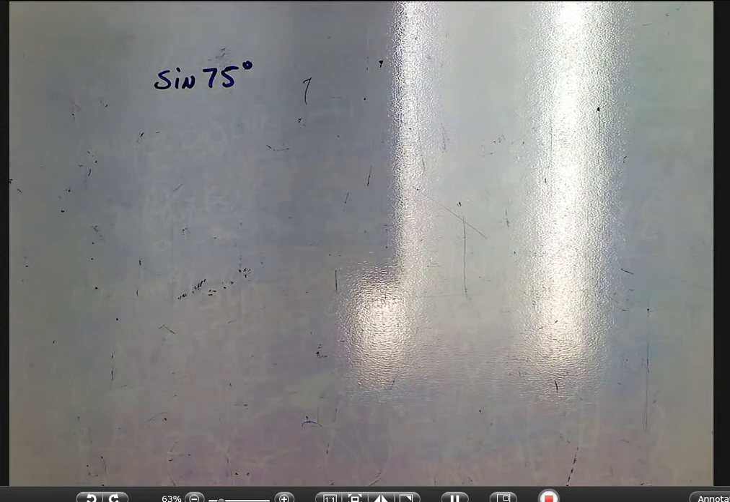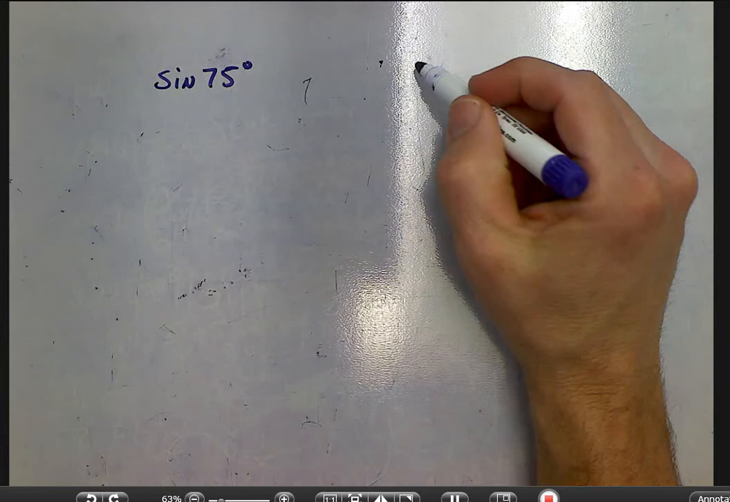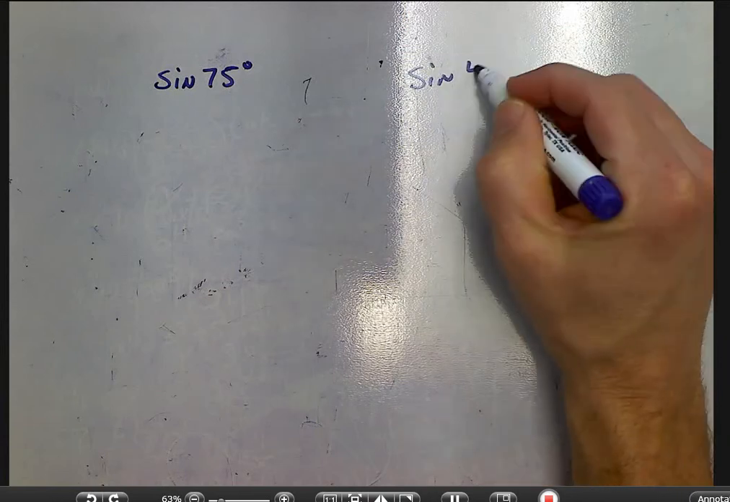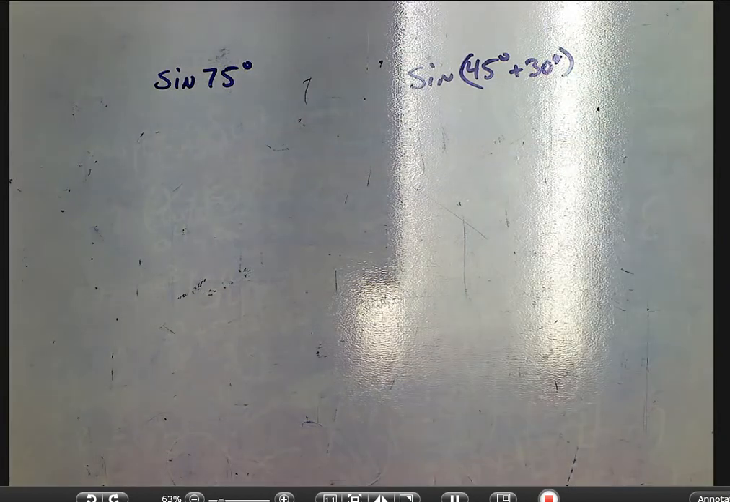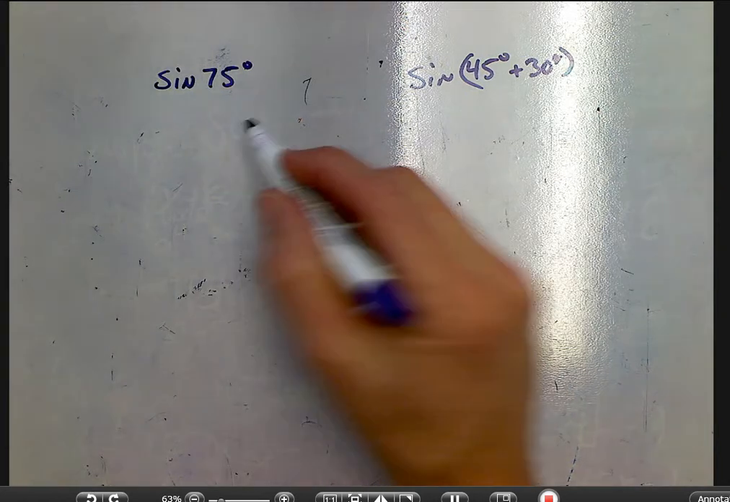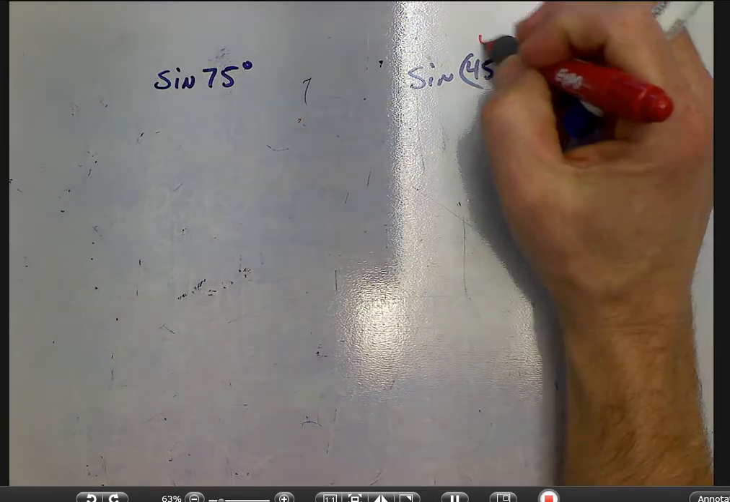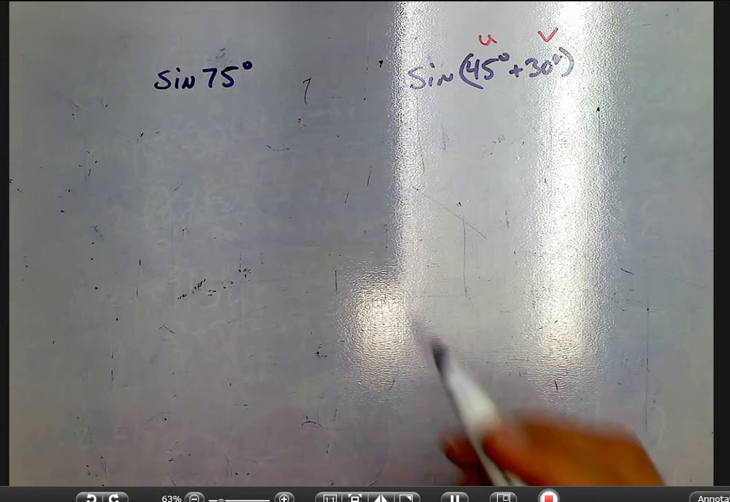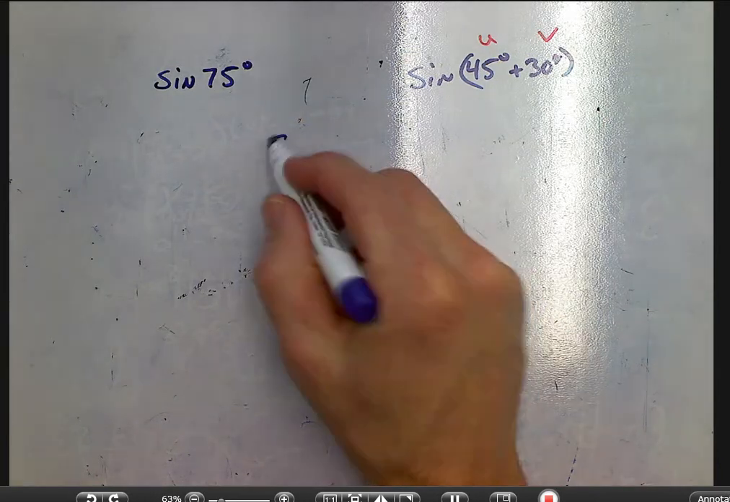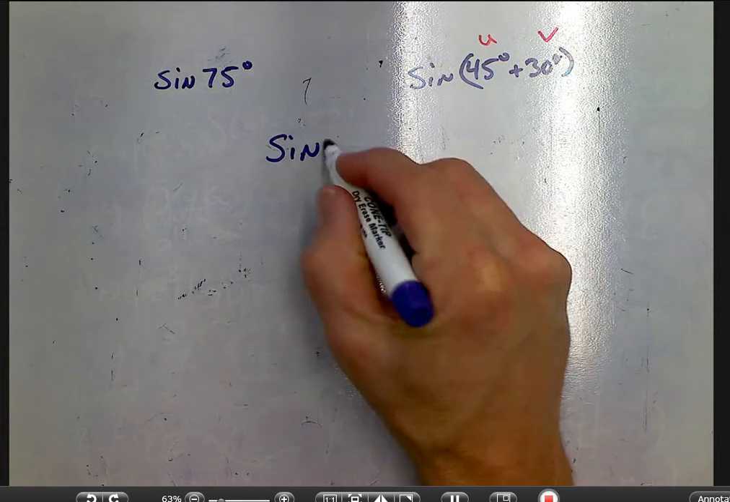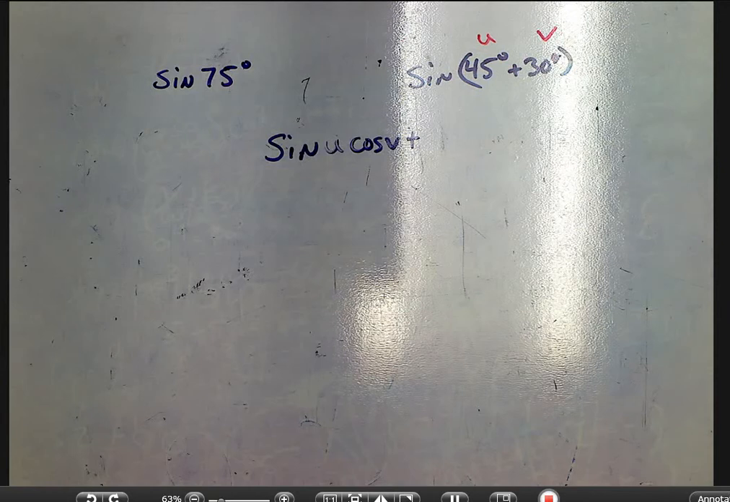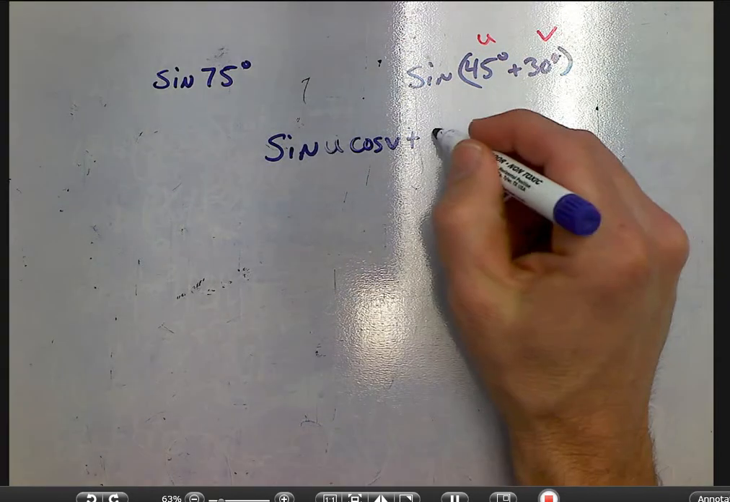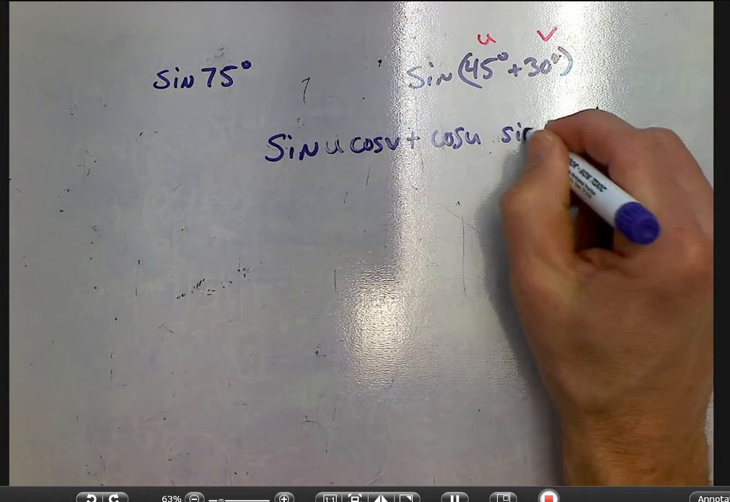Well, the first thing I would notice about this, if you're a little stuck, is that 75 degrees is the same as 45 degrees plus 30 degrees. I made a sum problem out of two common angles that I know, 45 and 30. And so I would suggest that 45 is the u, 30 is the v. And so now I write down the formula. Sine of u plus v is sine of u, cosine of v, plus cosine of u, sine v, like that.